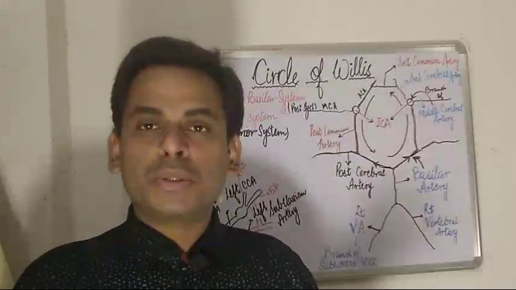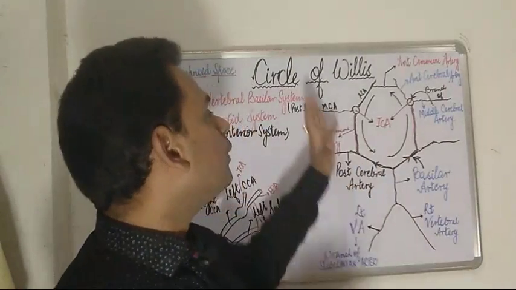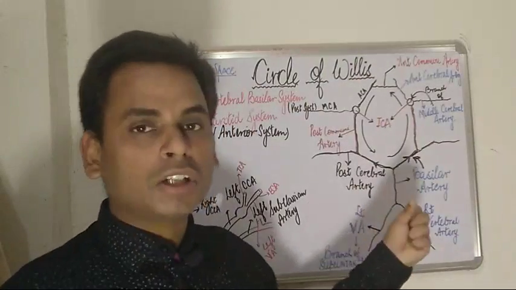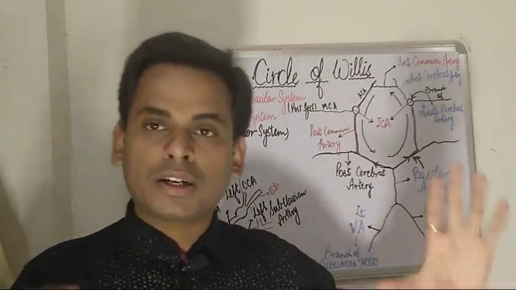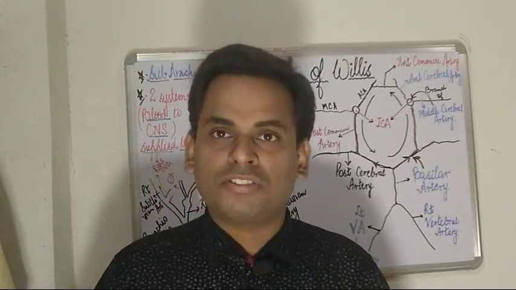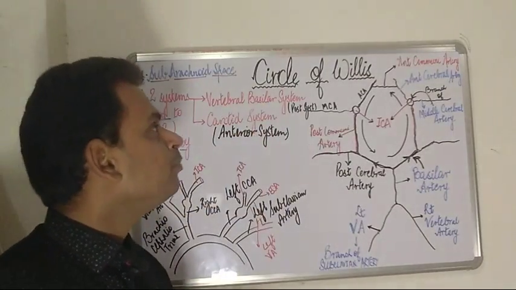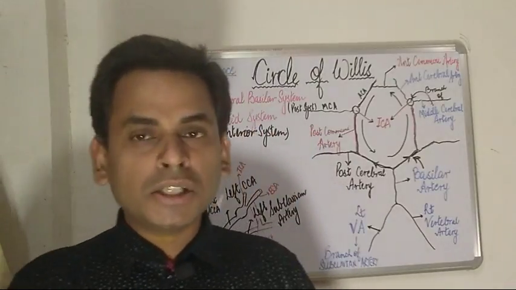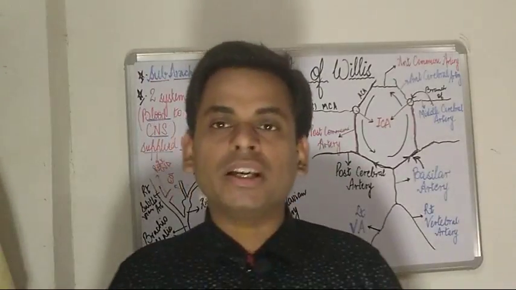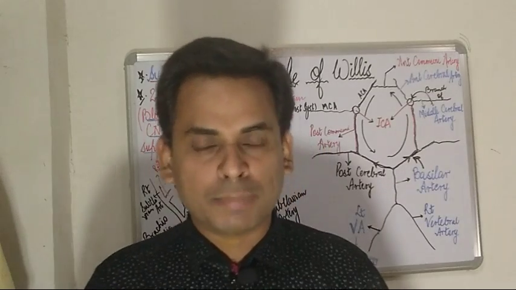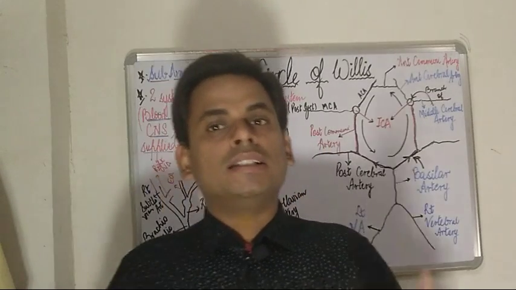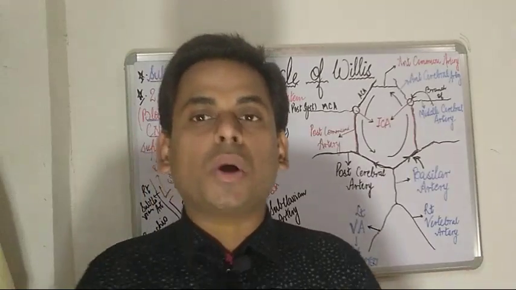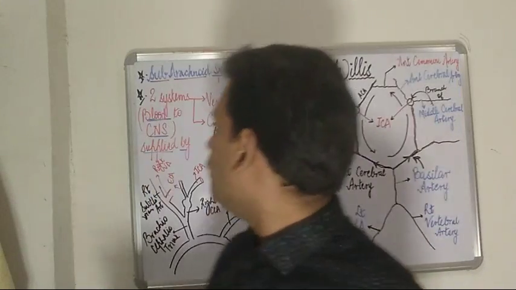with the help of a schematic diagram to explain to you about the arterial supply, the arteries that are going to form and make the circle of Willis. So students, do remember the circle of Willis. Now beginning with the topic, the circle of Willis is mostly found in the subarachnoid space. So students, do remember the subarachnoid space is the site where the circle of Willis is found.